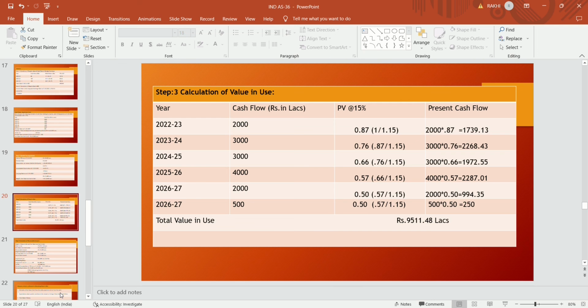1739.13. 3000 into 0.76 gives rise to 2268.43. 3000 into 0.66 gives rise to 1972.55. 4000 into 0.57 gives rise to 2287.01. 2000 into 0.50 gives rise to 994.34. And 500 into 0.50 gives rise to 250. In total, the present value cash flows will be 9,511.48 lakhs. That is the value in use.